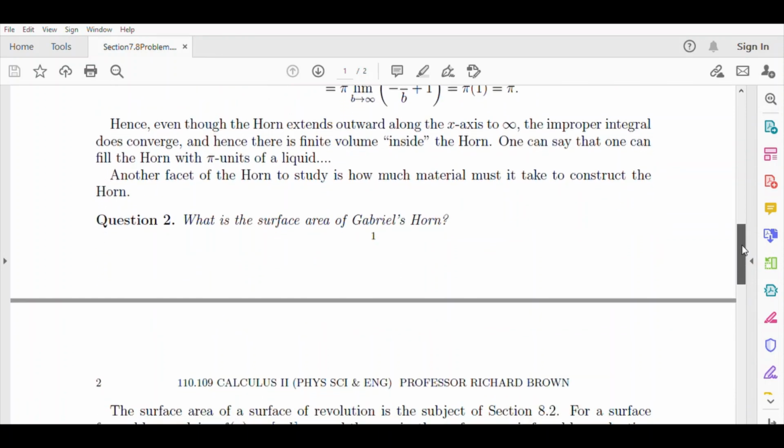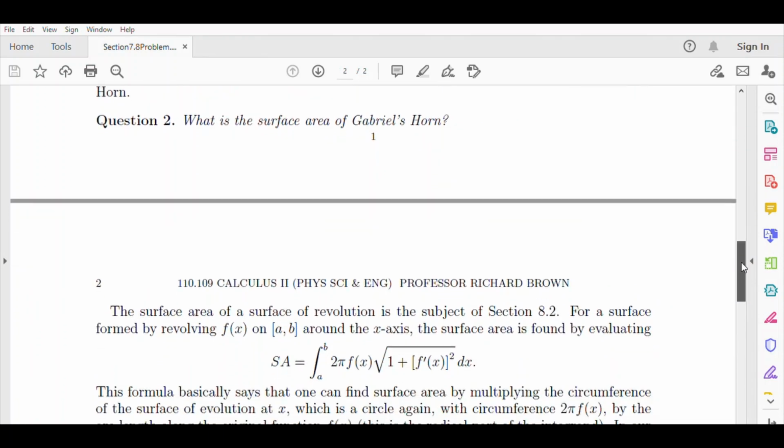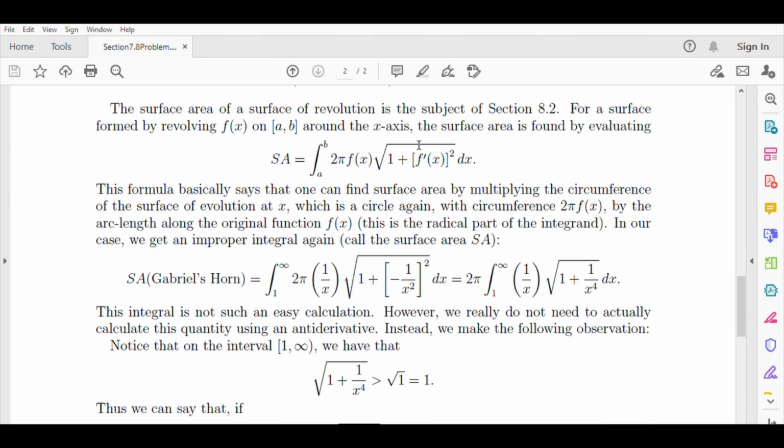Next, let us find the surface area of this Gabriel's horn. Surface area formula is integration a to b 2 pi f(x) square root of 1 plus f dash x whole square dx. F dash x is minus 1 by x square, so we are getting square root of 1 plus 1 by x power 4.